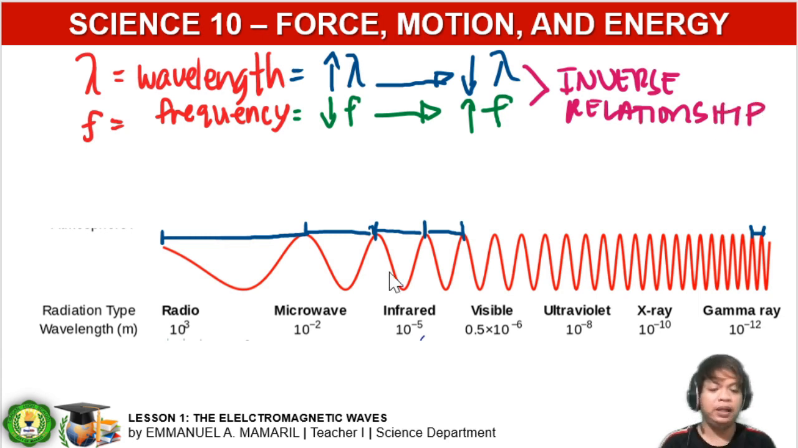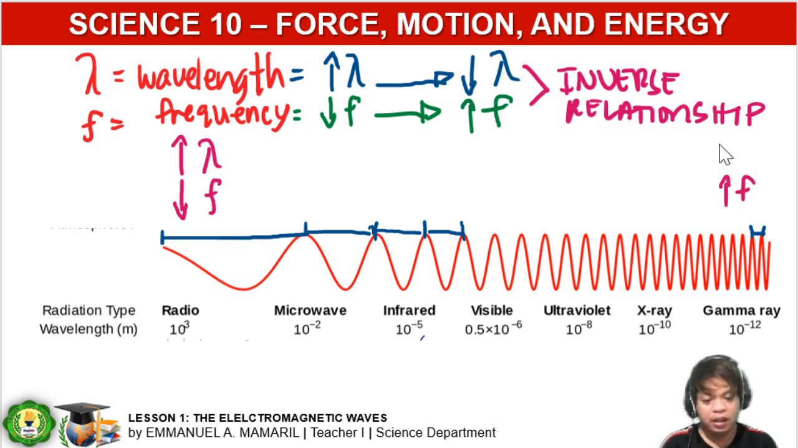Ibig sabihin ng inverse relationship, baligtad, no? Baligtad po. If the wavelength here is high or long, mahaba, the frequency is low. Mababa lang po yung frequency, yung dami ng waves na dumadaan. Okay? But here, if the frequency is high already, the wavelength naman po ang bumababa. So, baliktad. Kaya siya tinawag na inverse relationship. As one variable increases, the other one decreases. Or as one variable decreases, the other one increases. So, that is the relationship between wavelength and frequency.